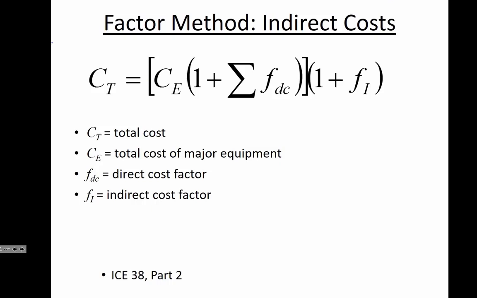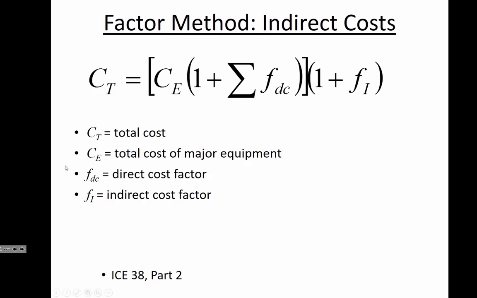So what this expanded formula is saying, if you know the cost of one piece of equipment, then you have to add up all of the factors for the direct costs. And so 1 plus the direct cost factors. And so then inside these brackets is going to be the overall direct costs of the project. But then you also have to account for the indirect costs that expand the amount that you're going to spend.